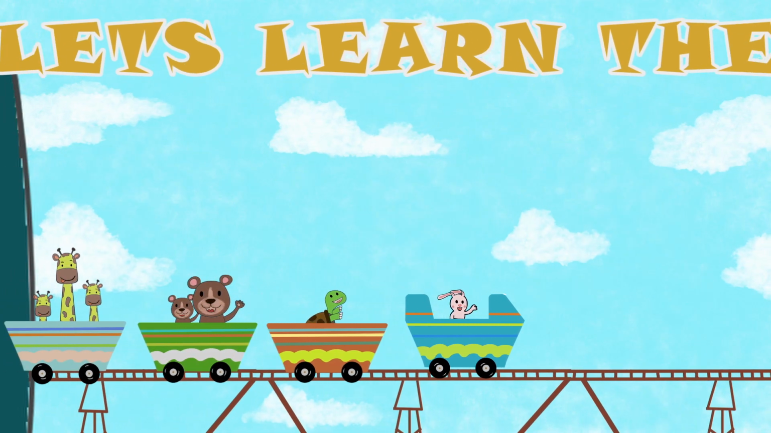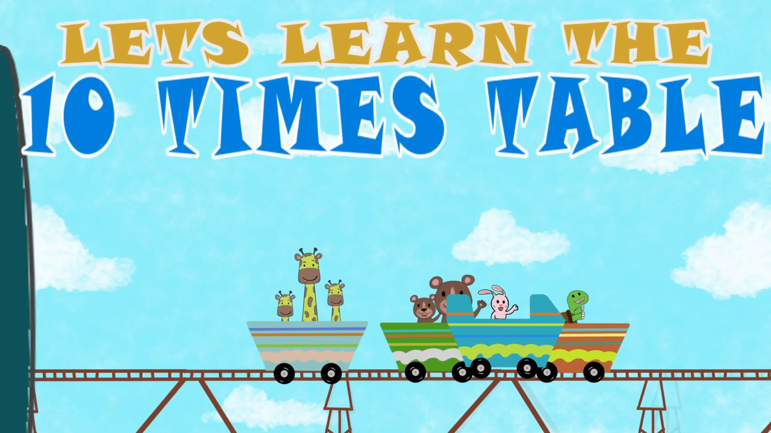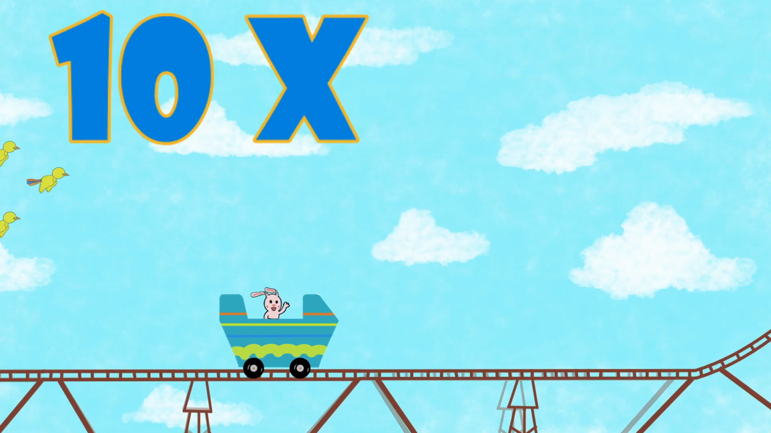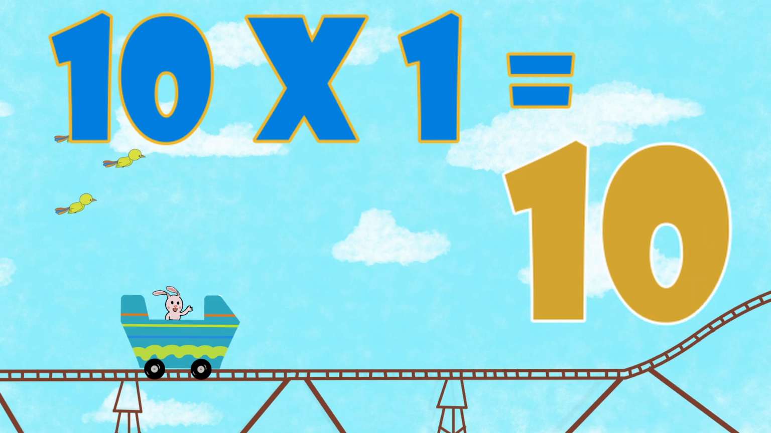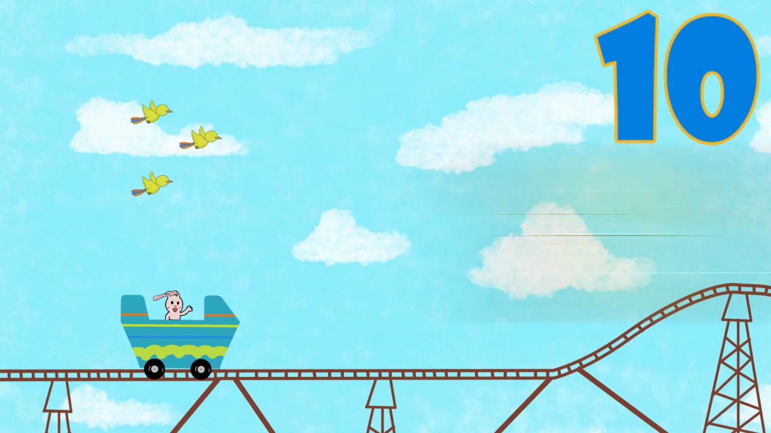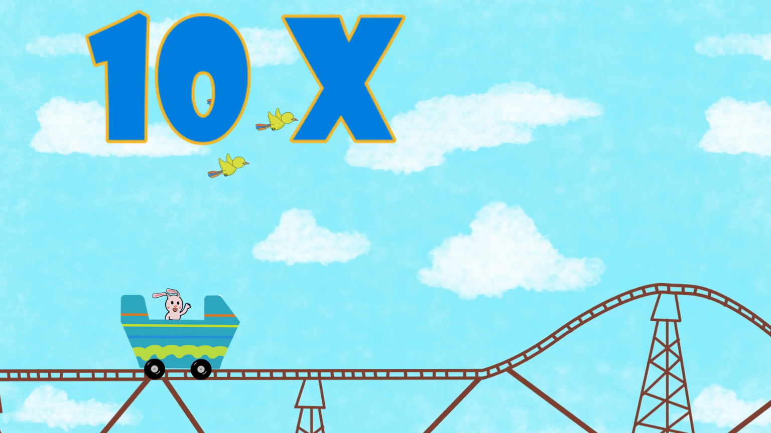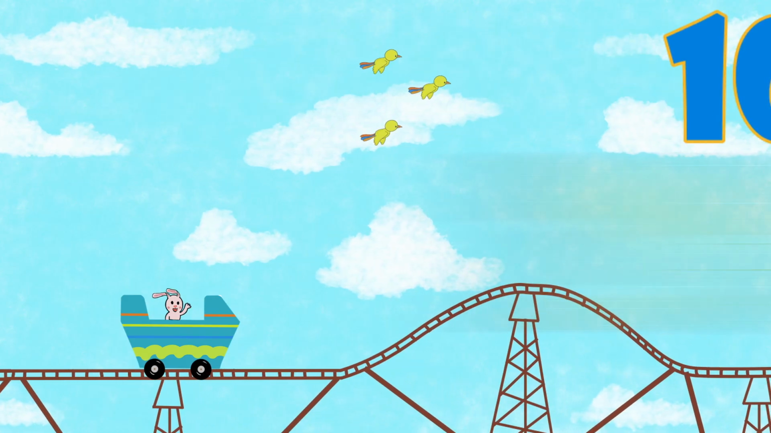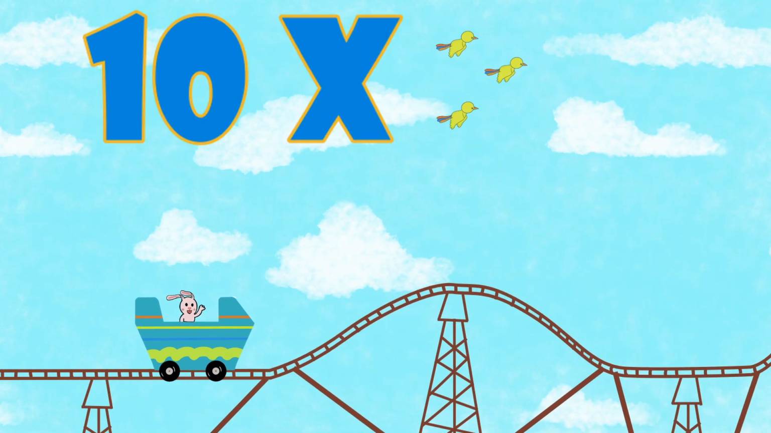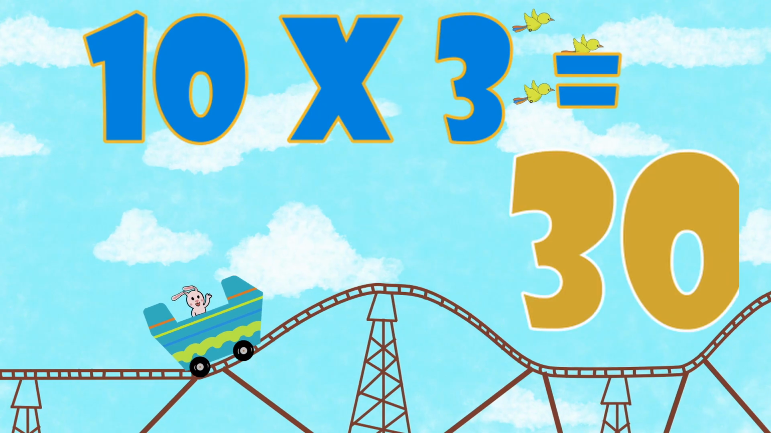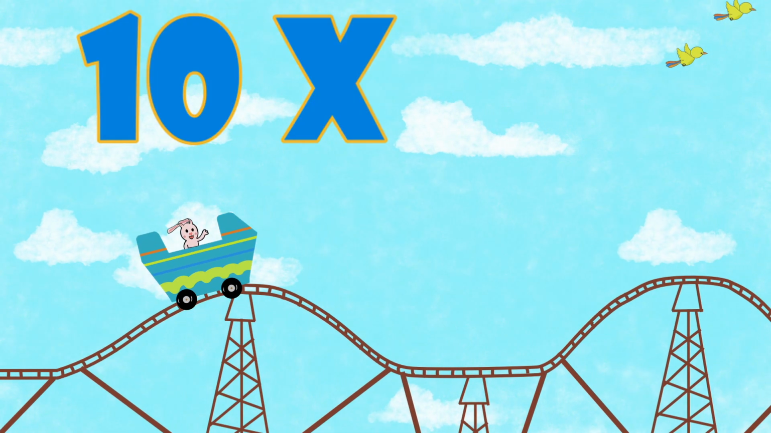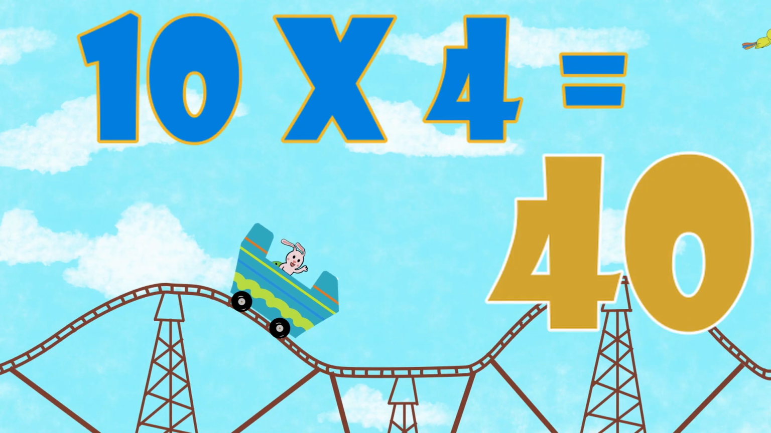Let's learn the 10 times table. 10 times 1 is 10. 10 times 2 is 20. 10 times 3 is 30. 10 times 4 is 40.